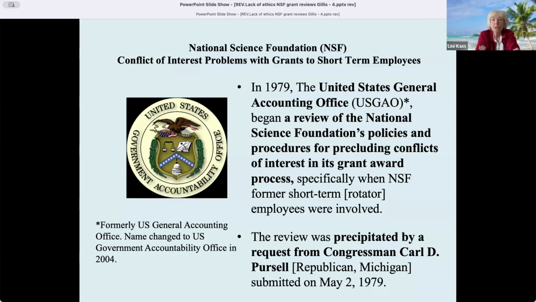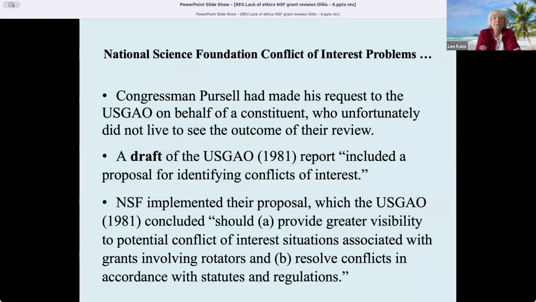The review was precipitated by a request from Congressman Carl D. Purcell, a Republican from Michigan, who had submitted this request in May of 1979. Congressman Purcell had made a request to the government office on behalf of a constituent. Now, I want you to know that this proposal or this review that they made did not reveal any names. So please keep that in mind.